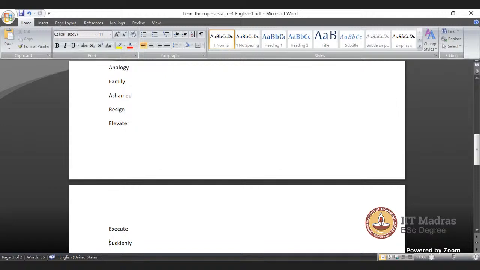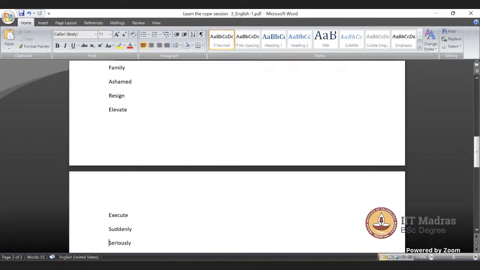Elevate, execute. Both of them are verbs. Verbs. Second syllable. Second, right? Elevate and execute, both of them on the second.